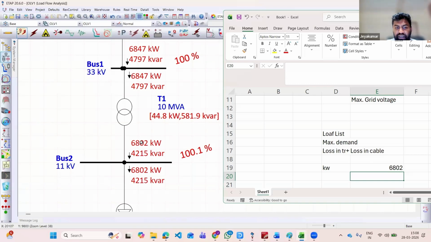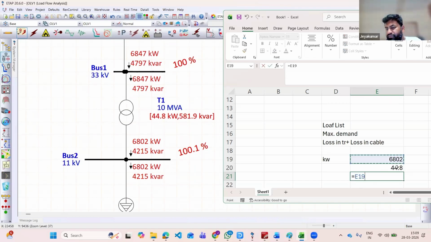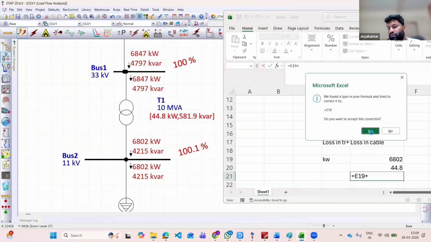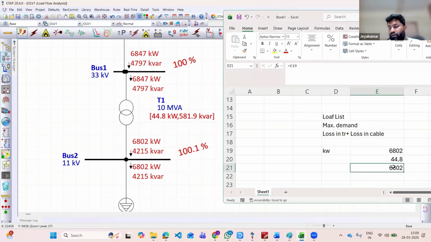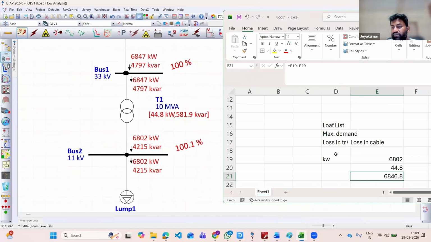6802 plus the active power loss because of the transformer resistance, so 44.8. So when you sum it, you will get 6847, right?